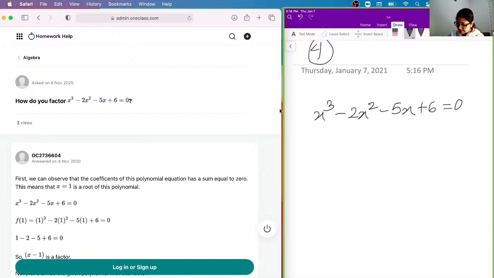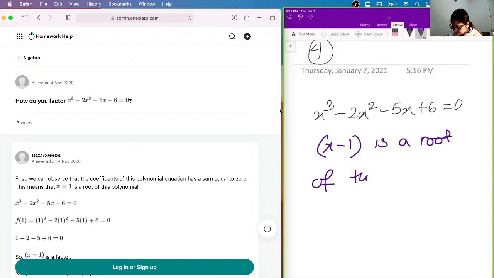So we can say that x minus 1 is a factor of this polynomial. Or actually, it's supposed to be x equals 1. So x equals 1 is a root of this polynomial.